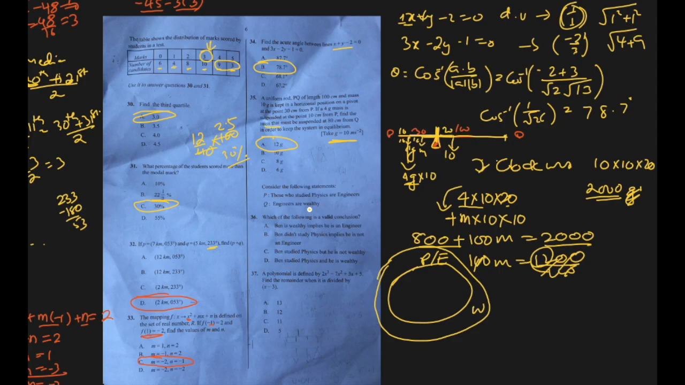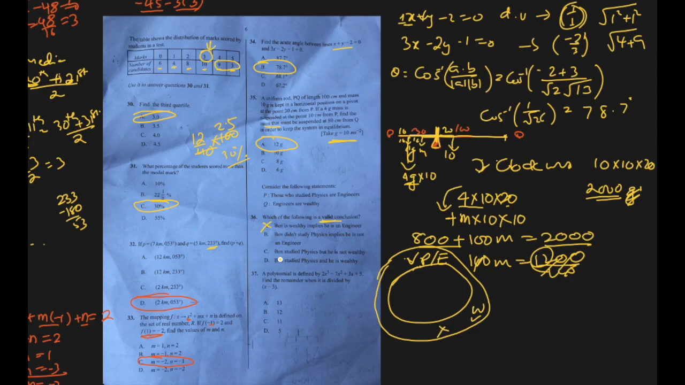Okay, engineers are wealthy. Which of the following is a valid conclusion? 100% valid conclusion. Ben is wealthy, which implies that he is an engineer. Not necessarily. Engineer is only a part of being wealthy, so this is not valid. Ben did not study physics, so he is not an engineer. So he did not study physics and he is not an engineer. Yeah, that makes sense. Maybe correct.